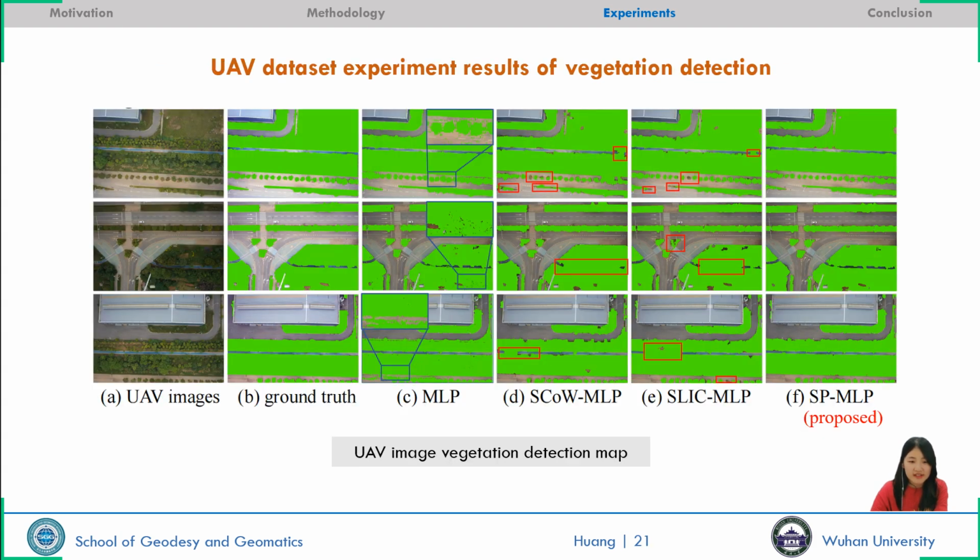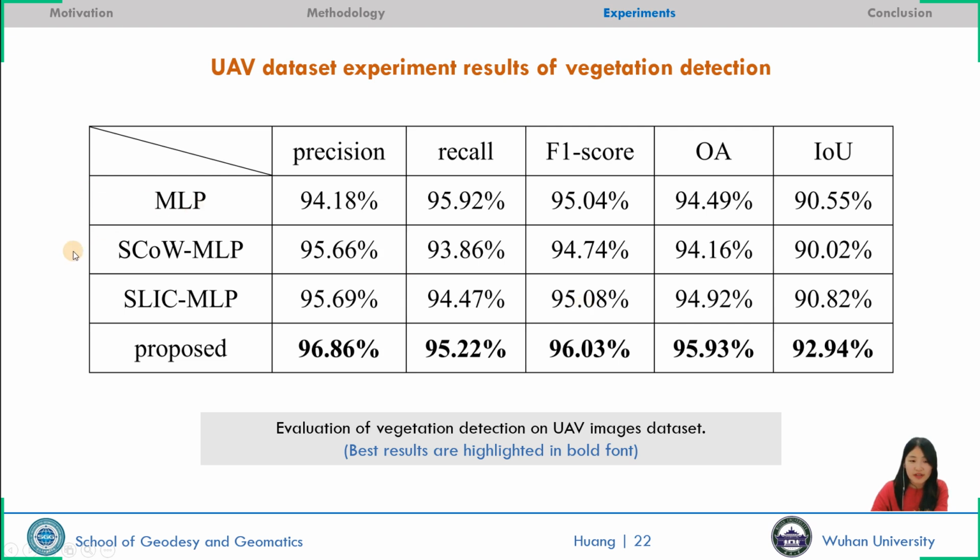For UAV datasets, we compare the proposed SP-MLP method with pixel-based MLP models, SCoW MLP, and TURBO MLP models. It can be found that the pixel-based MLP vegetation detection results are noisy, and there are some misclassification areas. The other two methods also have many false detections. However, our algorithm gives a more complete vegetation detection. Quantitatively, our method performs best in all indexes.